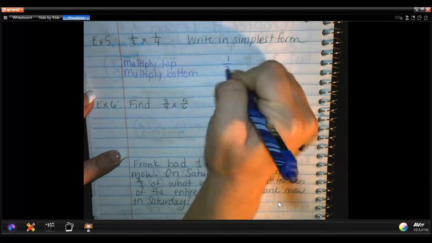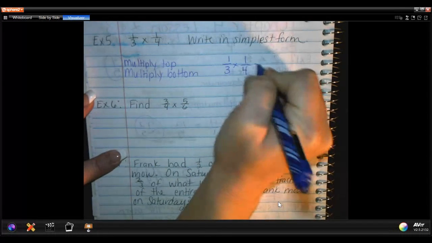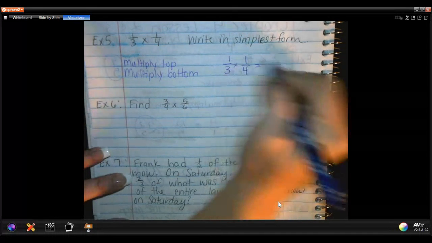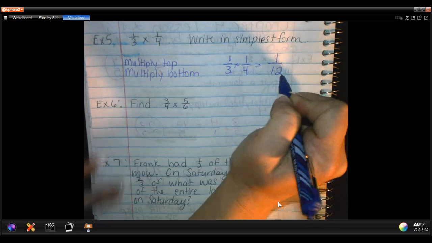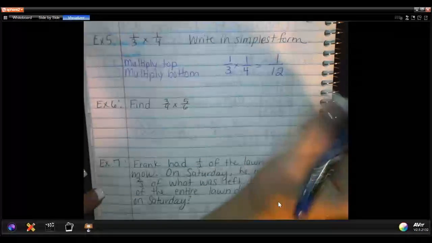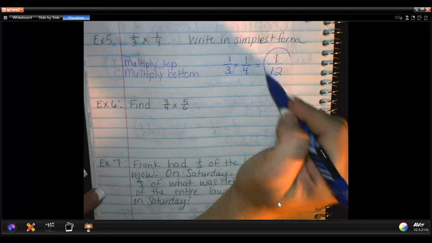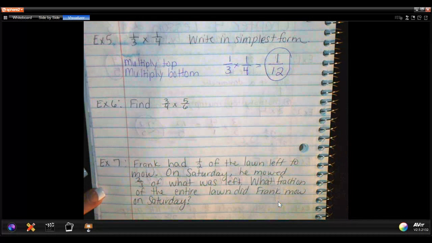So I have 1/3 times 1/4. Multiply the tops. 1 times 1 is 1. 3 times 4 is 12. It does tell me to simplify if we need to. Well, 1/12 is already simplified, so that's my final answer.